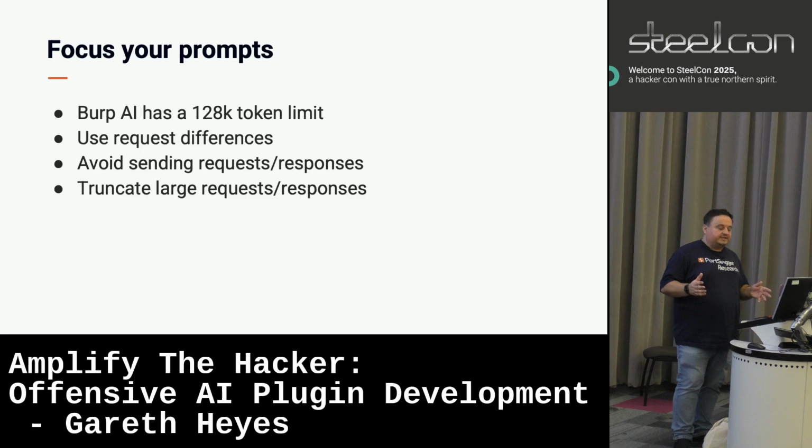A good example of this is, imagine you're testing for path traversal and you want the AI to analyze that. The first request you make returns a PNG file, which immediately takes you over the token limit. This is why you need to optimize and truncate.